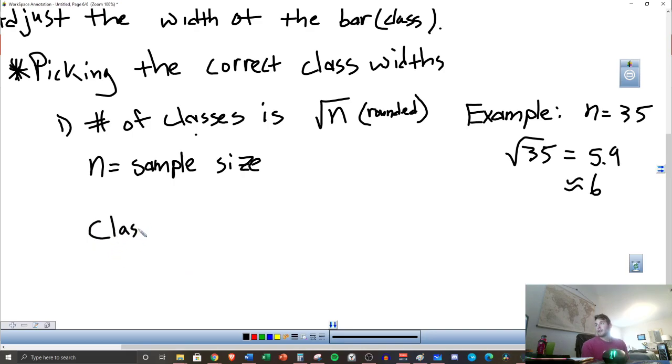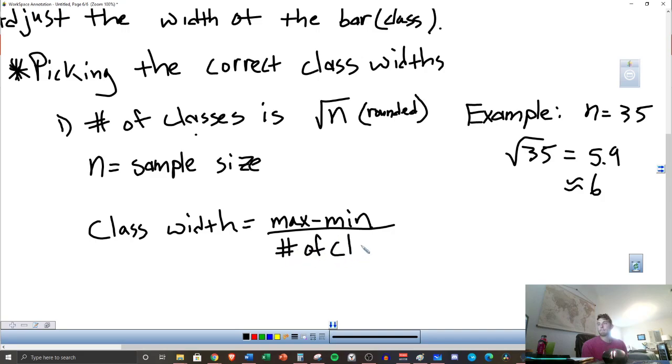class width equals max minus min over number of classes. All right, so we need to go get that from our example.